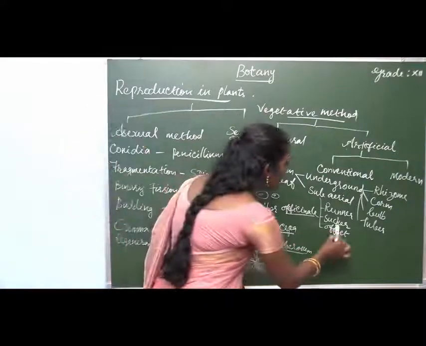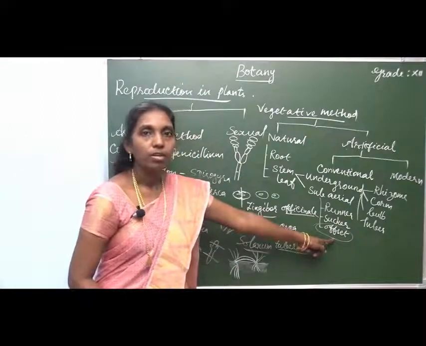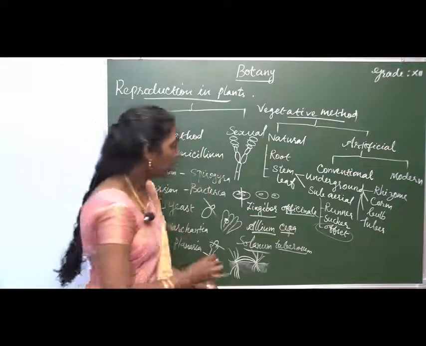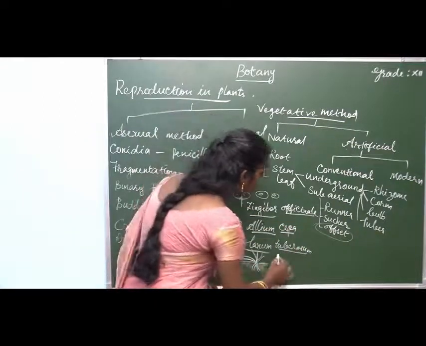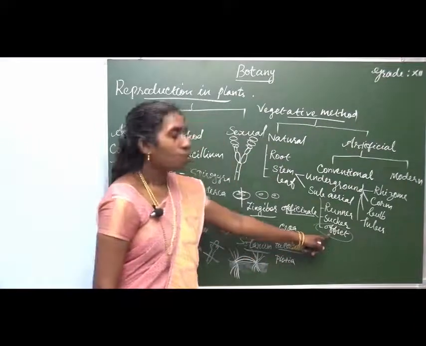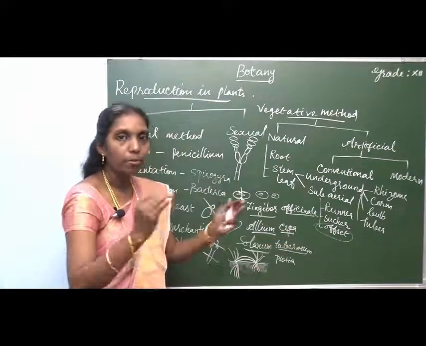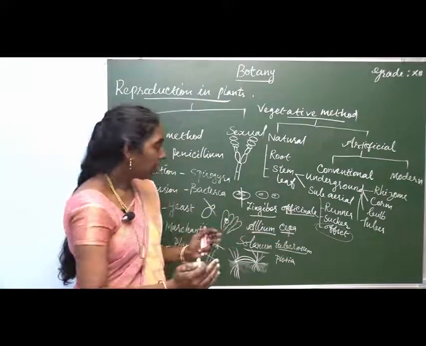Offset is similar to the runner, but offset is observed in aquatic plants. An example of an aquatic plant is Pistia. In Pistia, offset is present. Offset is similar to runner. This type of runner develops.